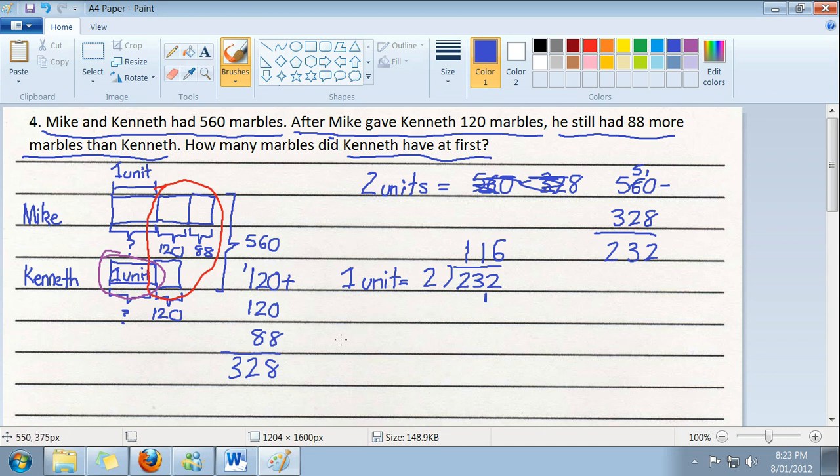So, therefore, Kenneth had at first 116 marbles.